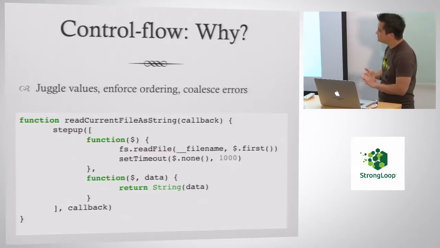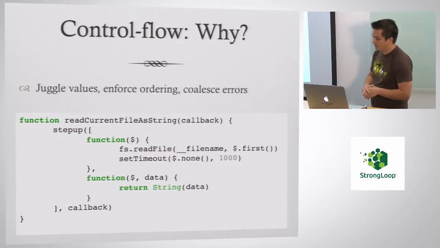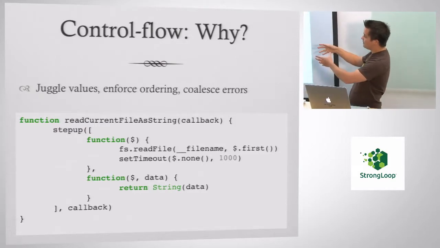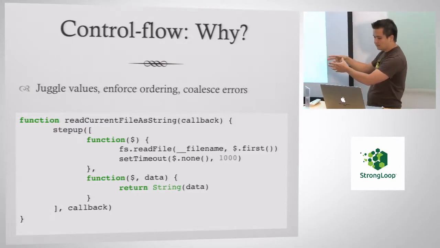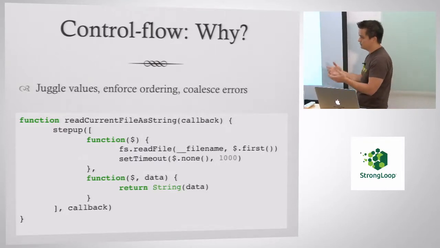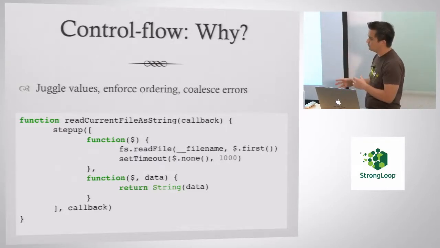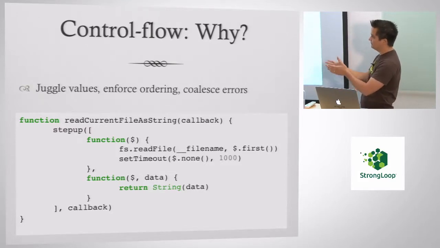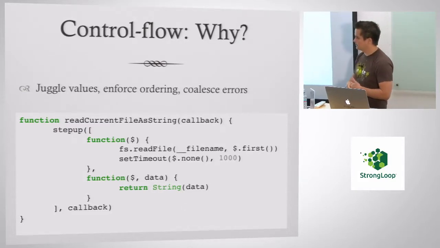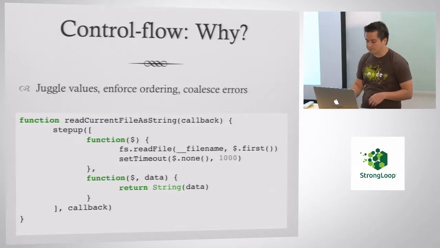Essentially, you'll find that all the control flow libraries are doing this, right? They're all helping you juggle values. They're all helping you enforce ordering in specific ways. That's why they're called control flow. It's mostly about ordering. It's mostly about controlling the flow of your asynchronous function calls and the results that they come out with. And then additionally, they will help with errors sometimes, depending on the library.